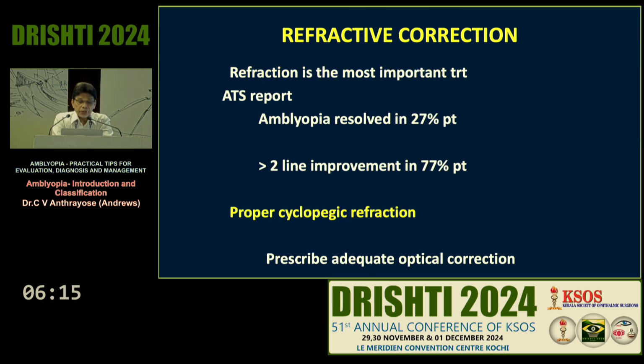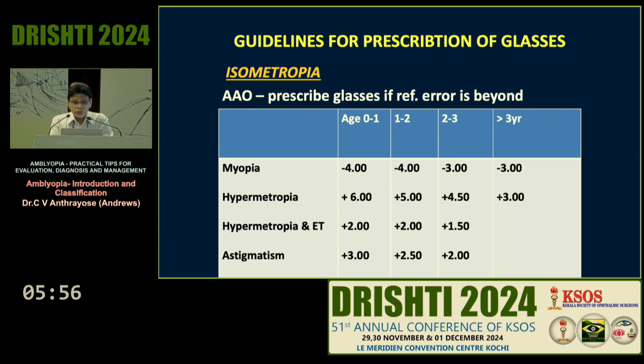The Amblyopia Treatment Study Group reported that amblyopia resolved in 27% of children after treatment. Two-line improvement was seen in more than 77% of the children. Proper cycloplegic refraction is mandatory, as I already told you. Prescribe adequate optical correction. In isometropia, myopia and hypermetropia of more than 4 diopters should be treated. Hypermetropia with esotropia needs very aggressive treatment; more than 1.5 should be treated. And astigmatism more than 2 diopters should be treated.